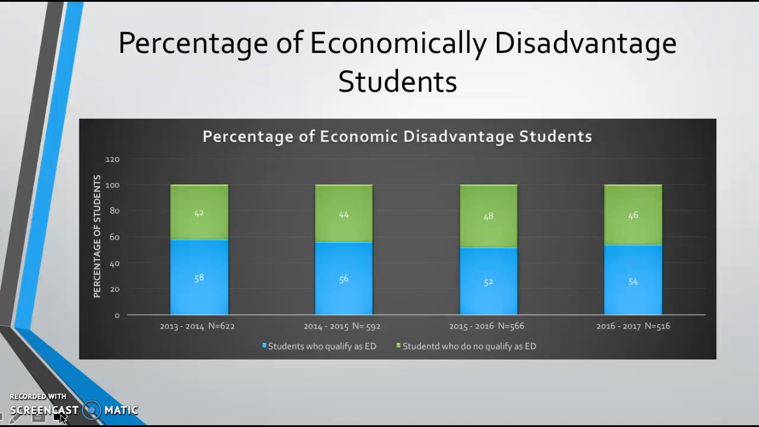The percentage of economically disadvantaged students also has remained consistent over the past 4 years. In 2016-2017, 54% of the school's population was considered economically disadvantaged. And looking at the bar graphs, you can see where the percentage of economically disadvantaged students has stayed between 52 and 58%.